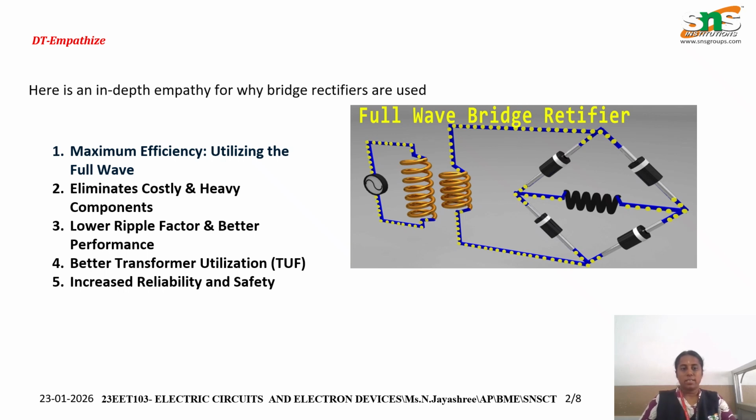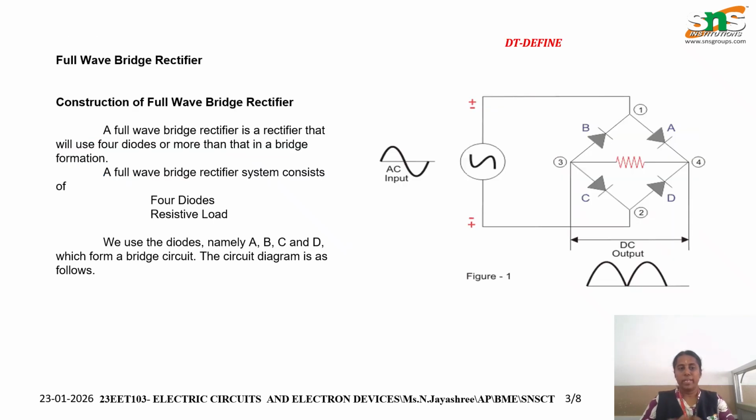So here is the reason why bridge rectifiers are used. They give maximum efficiency by utilizing the full wave, eliminate costly and heavy components, and give a lower ripple factor for better performance and a better utilization factor. Next one, the full wave rectifier.